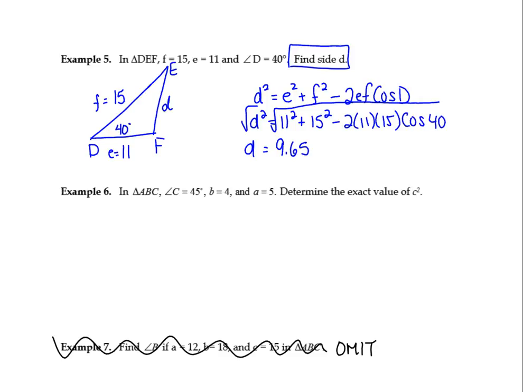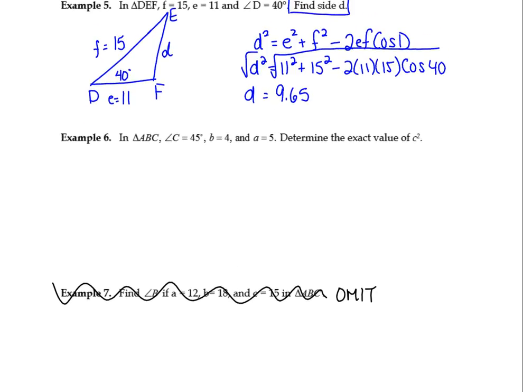So, okay, I really like this example here. Now, it's a little bit different on your sheet, I think. Right? Does it say 60 degrees for angle C? Yeah. Okay, so can you change angle C to be 45 degrees? Can you change side B to just be 4 instead of 4.2? And change A to be 5? Because we're going to try something different. This question is asking for the exact value of C squared.